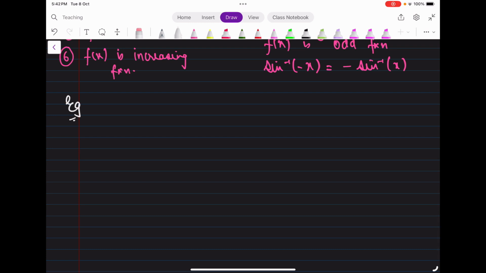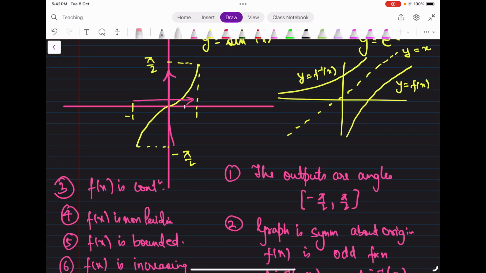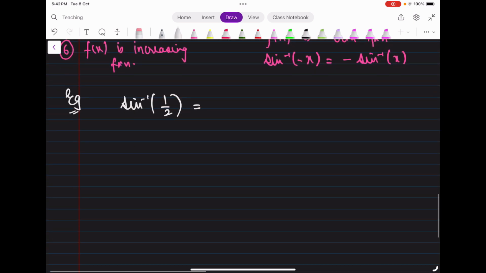Now let us take a few examples. For example, if somebody asks us what is sine inverse of half, we can think, when the input is half, what is the angle corresponding? Yes, it is 30 degrees. 30 degrees means pi by 6.